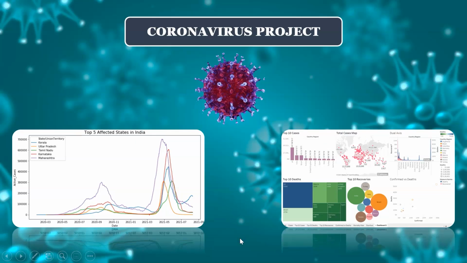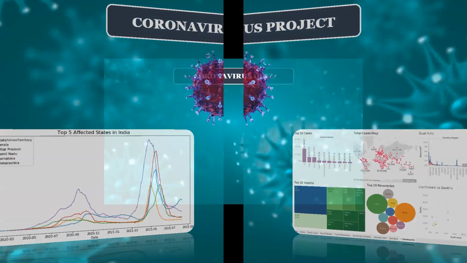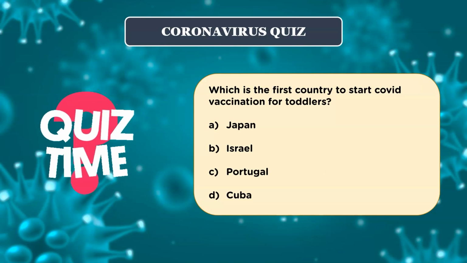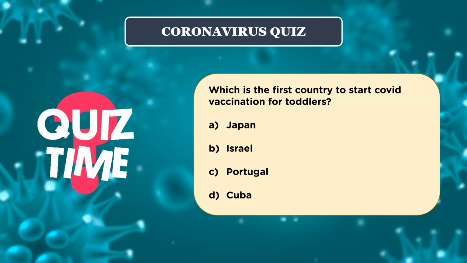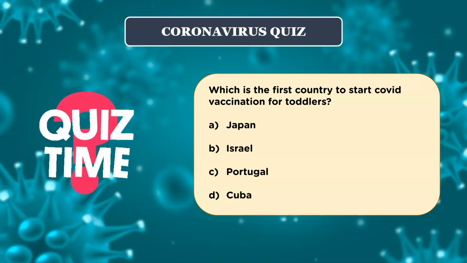Alright, before we jump into the hands-on part, let's have a look at the second quiz in this project. So here is the second quiz question. Which is the first country to start COVID vaccination for toddlers? Is it A. Japan, B. Israel, C. Portugal, or is it D. Cuba? This is a very recent development that took place. If you watch daily news updates on coronavirus, you will definitely be able to answer the question. Please give it a try and put your answers in the comment section of the video. It is really important for our viewers to know the right answer.